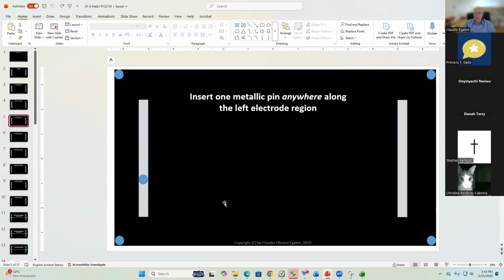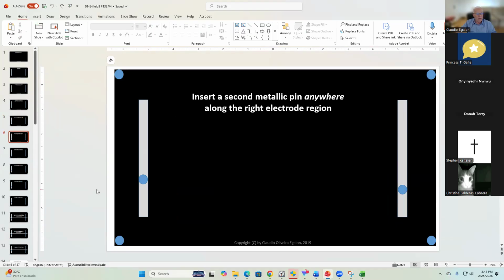One metallic pin here on the left electrode, another pin here on the right electrode, anywhere along the electrode. Don't forget, this is a highly conductive surface. Okay? This is a highly conductive surface.